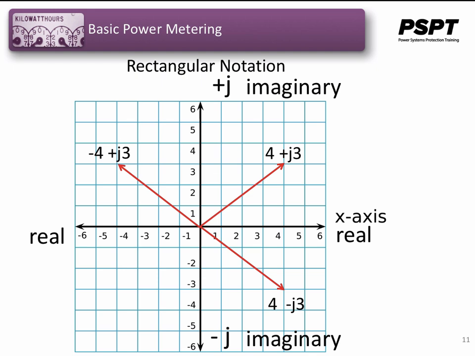The phasor in the upper left quadrant is minus 4 plus j3, which means it is described as minus 4 along the real axis and plus 3 along the j-axis. And finally, in the bottom right-hand corner, we have a phasor which is 4 minus j3, which means it's 4 along the plus real axis and it's 3 in the minus j direction along the j-axis.